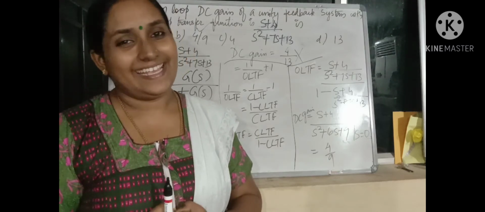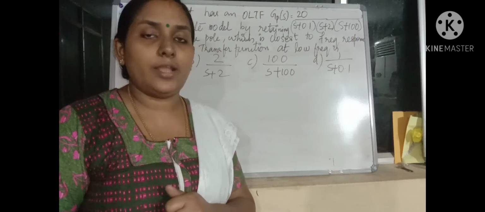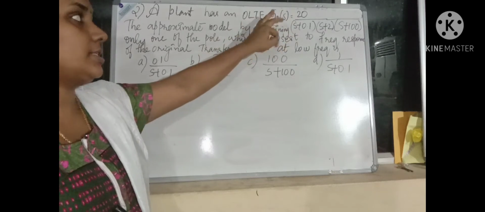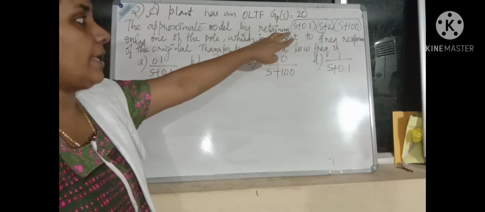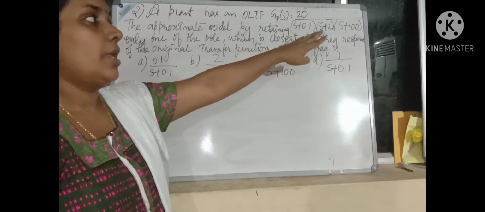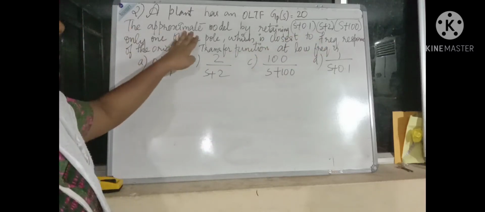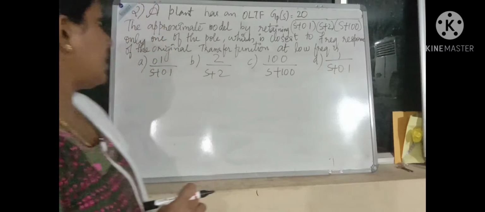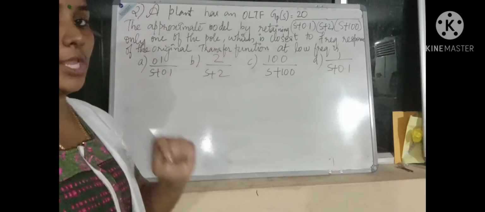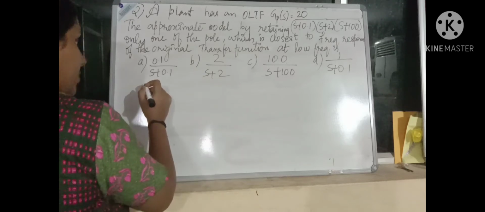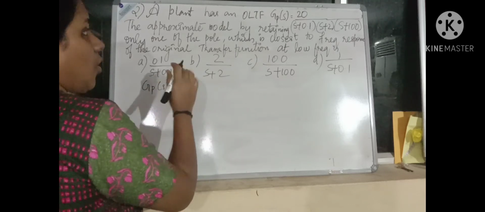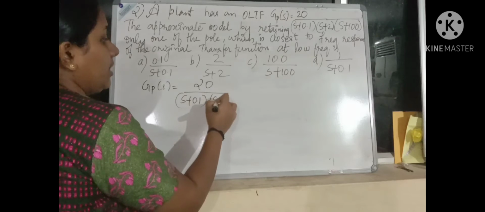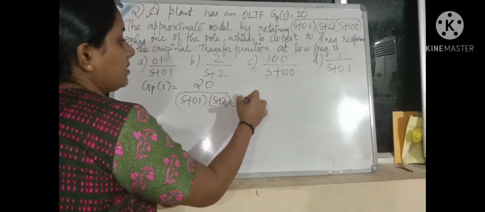All clear? Yes. See, this is the question asked in GATE, that is a plant has an OLTF, that is open loop transfer function GP of S is equal to 20 by (S plus 0.1)(S plus 2)(S plus 100). The approximate model by retaining only one of the poles, which is closest to the frequency response of the original transfer function at low frequency, is dash. Type of question, that is GP of S, the open loop transfer function, will be equal to 20 by (S plus 0.1) into (S plus 2) into (S plus 100).